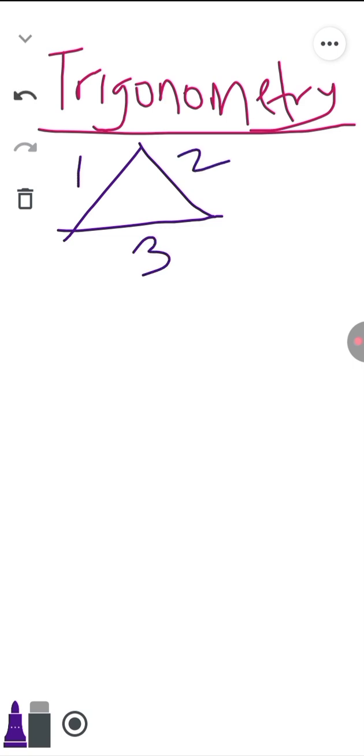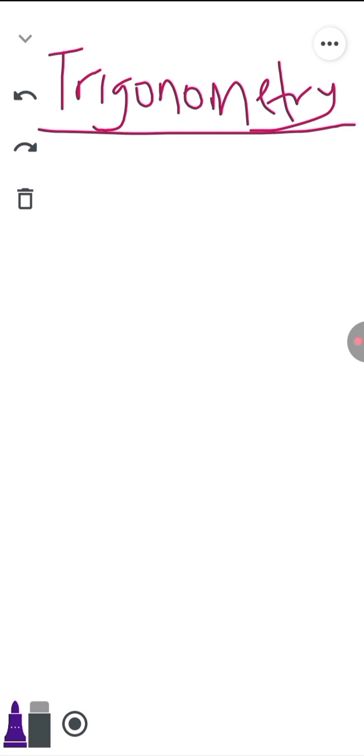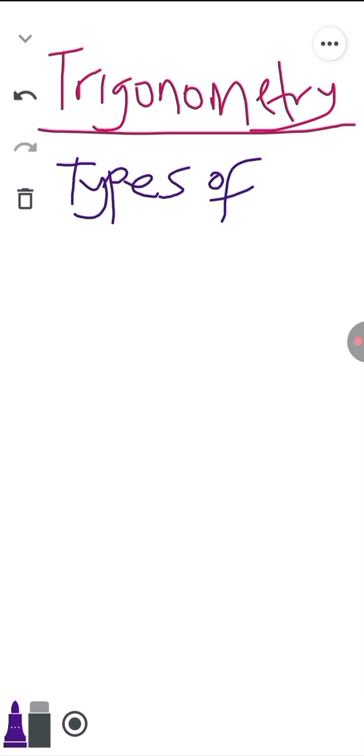So when we talk about trigonometry, we say it is the study of three-sided shapes. In other words, trigonometry is the arithmetic of triangles, because three-sided shapes are triangles. Before we start talking about triangles, there's something you need to know: there are different types of triangles.